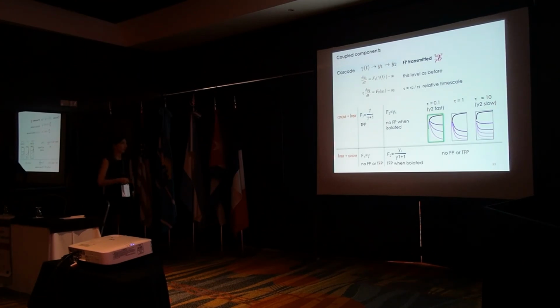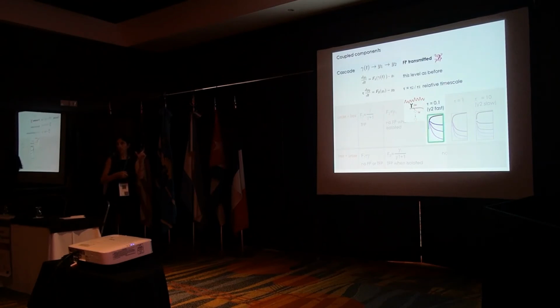However, if we combine linear and concave, there's no way to obtain a frequency preference. So this result here is illustrating what I said at the beginning in the introduction, that a fast component may be reading the transients. So even though this component has only a frequency preference in a particular time window, if the downstream component is fast, it will read that frequency preference.